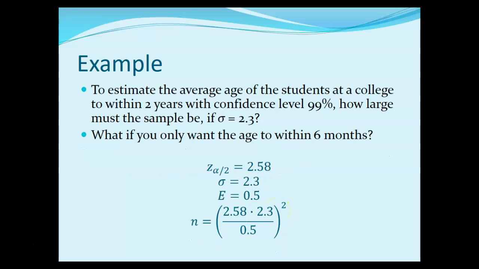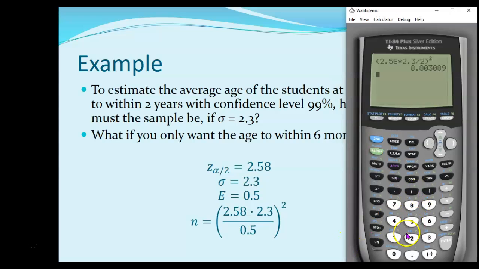Whoops, let's put that in the calculator and see what we get. 140.849, so 141. That takes a lot bigger sample. You need a sample with at least 141 students in it if you want to know the average age of all the students at the college to within half a year.